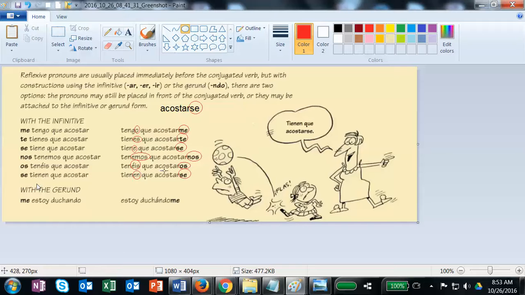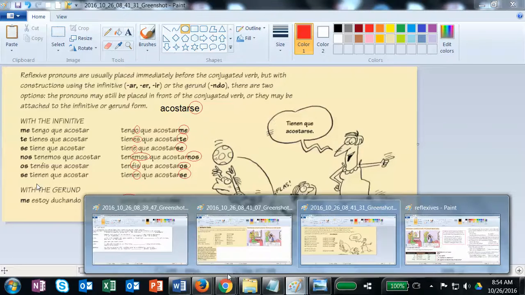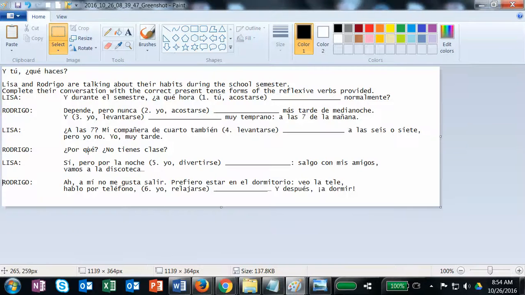Okay, and you can see it here again. Even though it's attached, it's not going to say, it's going to match this word right here. Okay, so let's do a little bit of practice here. Lisa and Rodrigo, sorry, a little bit of laryngitis here. Lisa y Rodrigo are talking about their habits during the school semester. Complete their conversation with the correct present tense forms of the reflexive verbs provided.